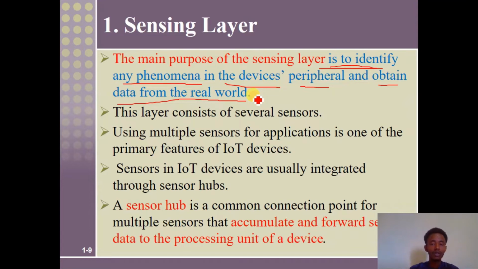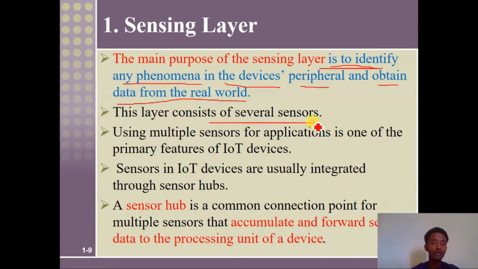The sensing layer contains several sensors. There are many types of sensors. Using multiple sensors for an application is one of the primary features of IoT.